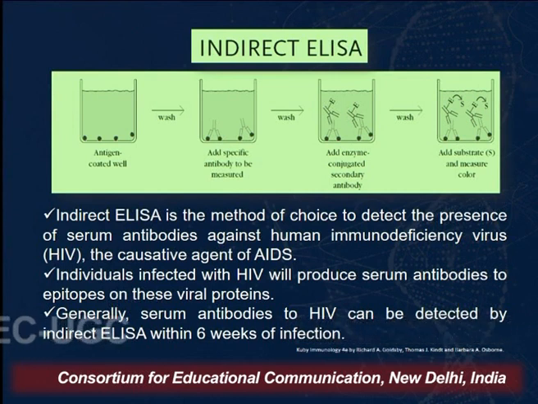As the binding takes place, a secondary antibody will be added or loaded onto these wells, which contains certain enzymes that can convert the colorless substrate into a colored product. So then the coloration will come into the picture.